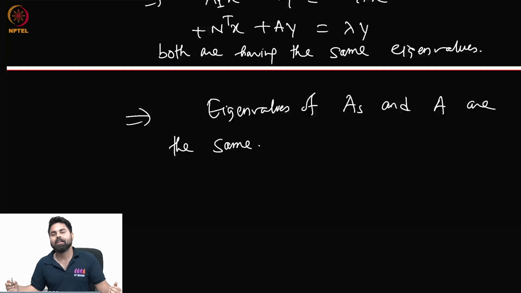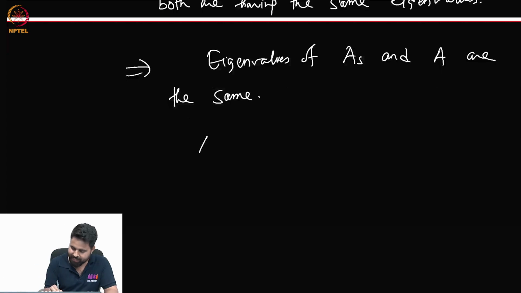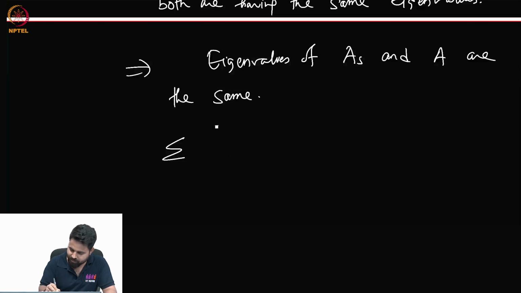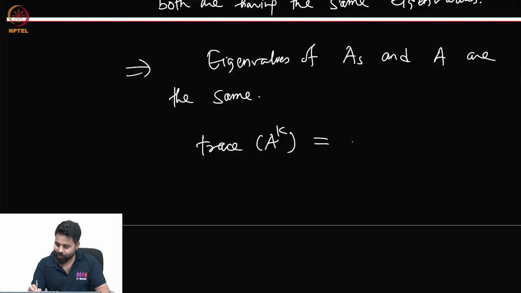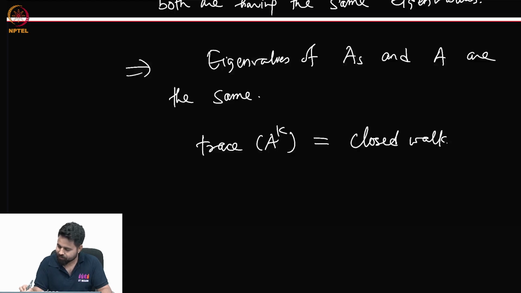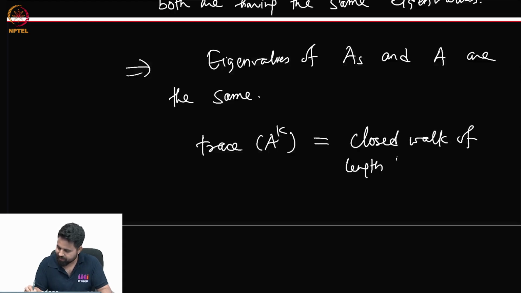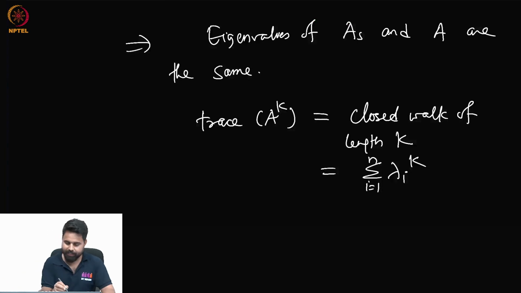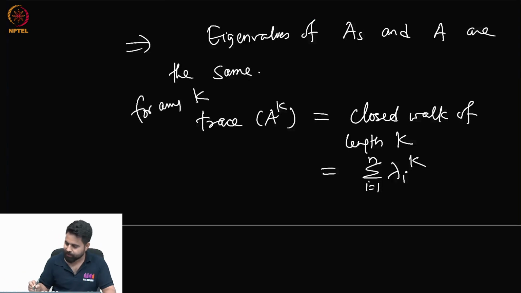Remember, using the eigenvalues, if you see A to the power k, summing over all k's, this was giving the trace of A to the power k. The trace of A^k was giving the closed walks of length k. And this was given by the summation of lambda_i to the power k, with i equal to 1 to n. For any k, closed walks, right? Very good.